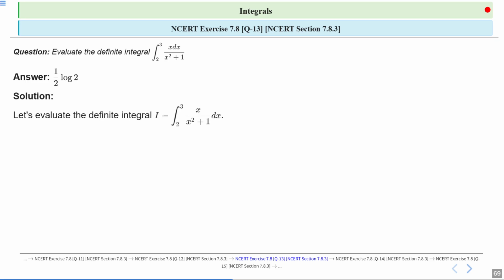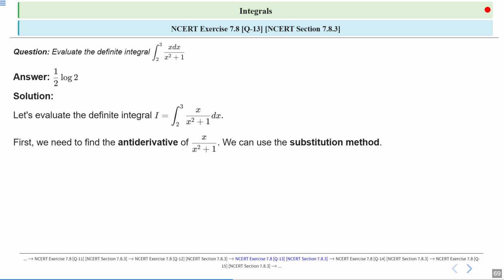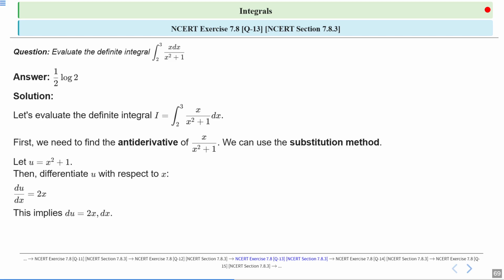So at first we have to find the value of the antiderivative. We can use the substitution method. Just take u equal to x square plus 1. We take x square plus 1 as u because when we differentiate it with respect to x, we get 2x, that is a constant multiple of the numerator. So we can replace the numerator with du, that is du is equal to 2x dx. So x dx can be written as 1 by 2 du.